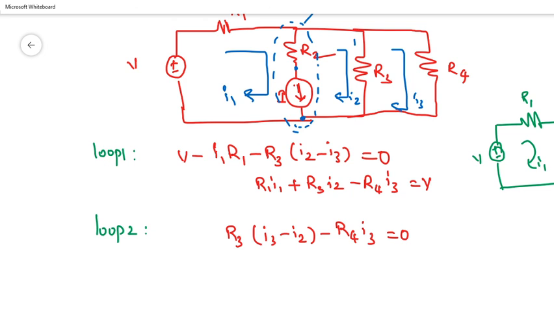In this loop, is there any voltage source? No, there is no voltage source. So here we are just going to write two passive elements. The two passive elements we are going to mention as negative, so both will become positive. So R3 into I3 minus I2, R4 into I3 is equal to 0. This is the second loop. But in the problem, how many loops do we have? There are 3 loops. Okay, so 3 loops are there, but we got only 2.